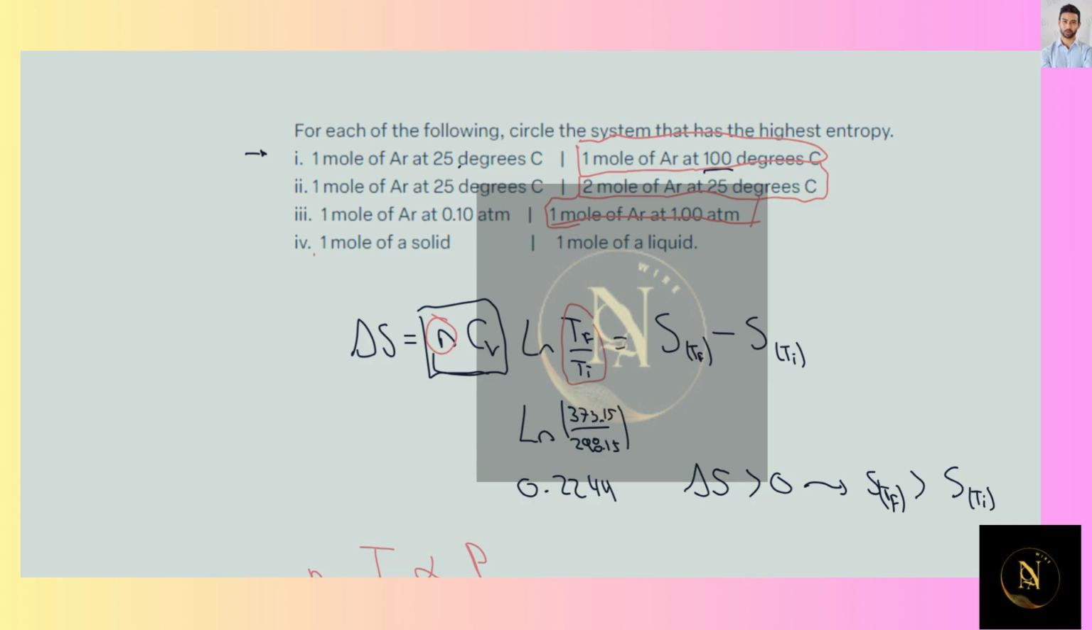And finally, 1 mole of a solid and 1 mole of a liquid. In the liquid, we're going to have more degrees of freedom, so this is going to be the system with the larger entropy.